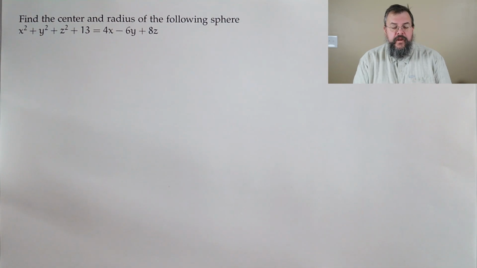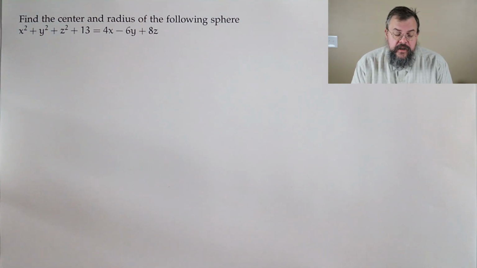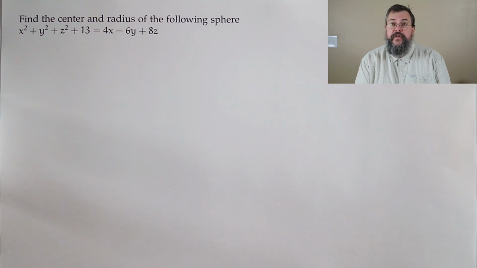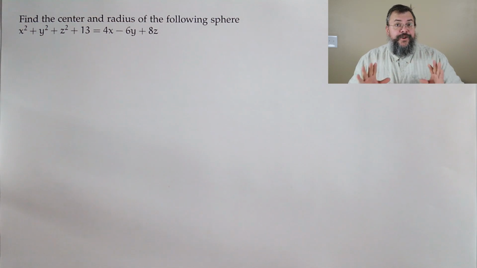Okay. Find the center and radius of the following sphere. x squared plus y squared plus z squared plus 13 is equal to 4x minus 6y plus 8z. Now, our first reaction is, is that really a sphere? How do we know? Well, first off, it's not so clear it's a sphere.